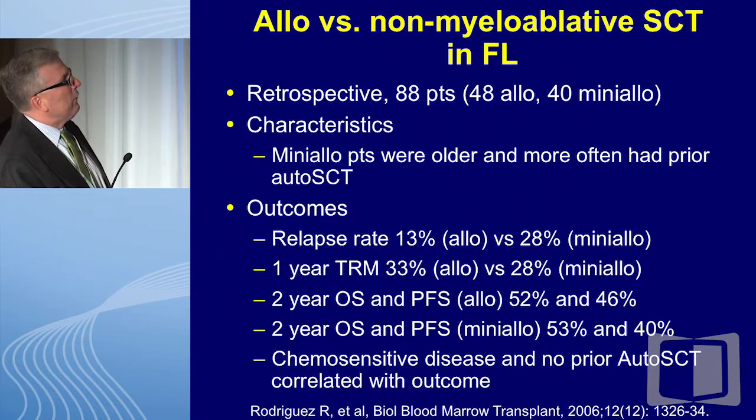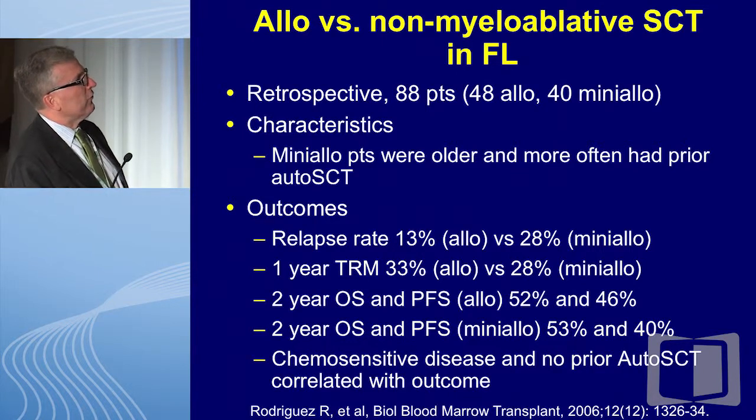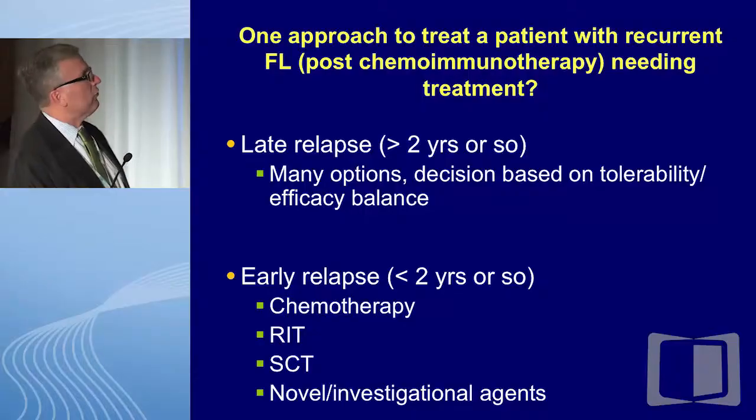And in fact, then we have the full allo in a younger patient versus the non-myeloablative. This is another transplant study, retrospective, 88 patients. The bottom line is that there were fewer relapses in the full allo group, a little bit more toxicity in the full allo group, similar overall and progression-free survival in both of these groups. And the key thing here is chemosensitive disease and no prior auto. Again, this is an allo transplant. So 2 years overall and progression-free survival of about 50%. Again, that's not quite long-term, and those are the data that we have with allo transplant.